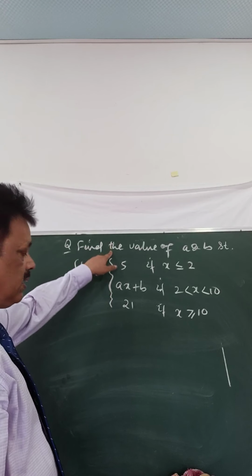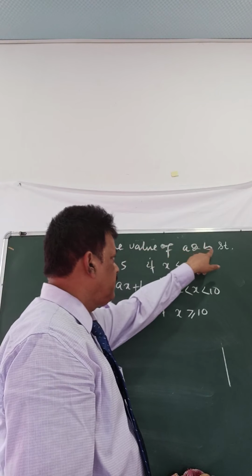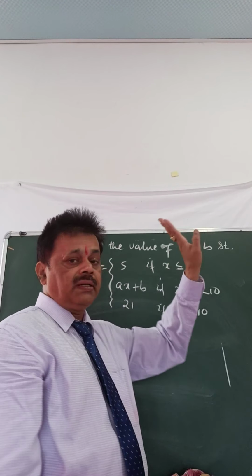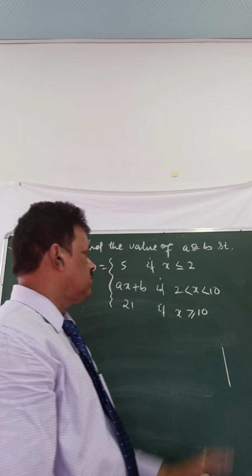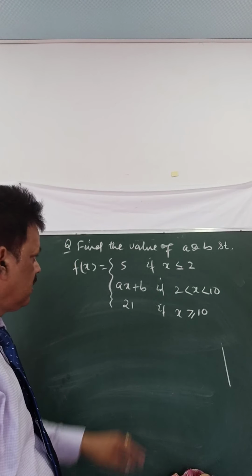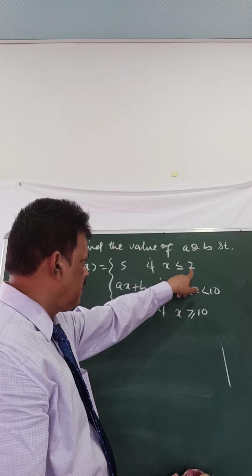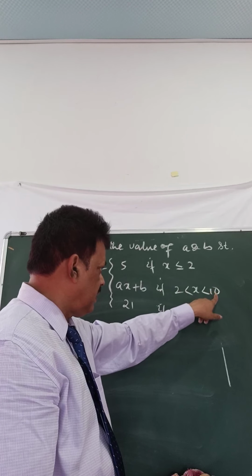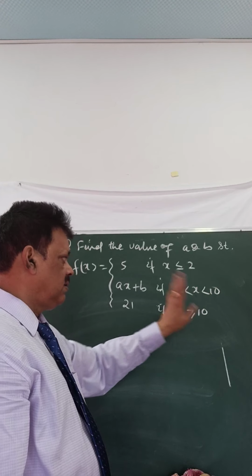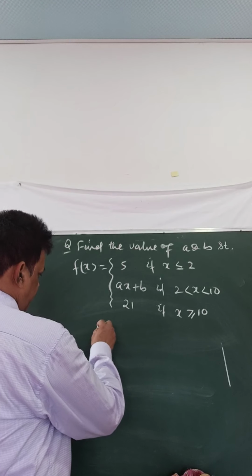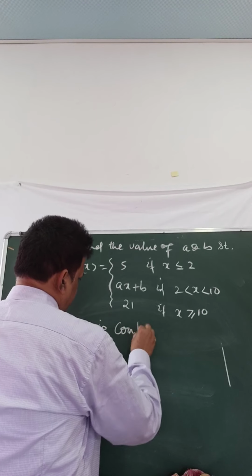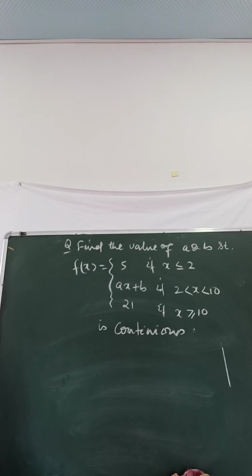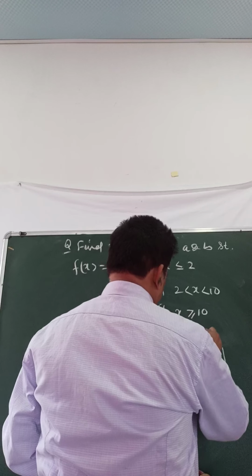Now look here, you need to find the value of a and b. Means we need two equations from here to find the value of a and b. Two unknown quantities means we need two equations. How to create? Look at, for x there is a left hand limit, there is a right hand limit. Again for x there is a left hand limit at 10 and right hand limit at 10. It is given that f is a continuous function.